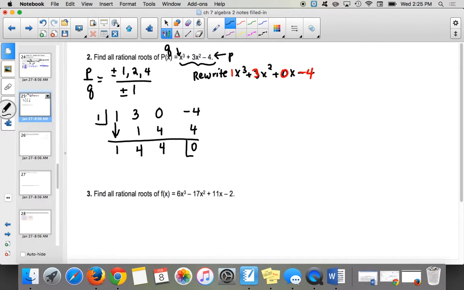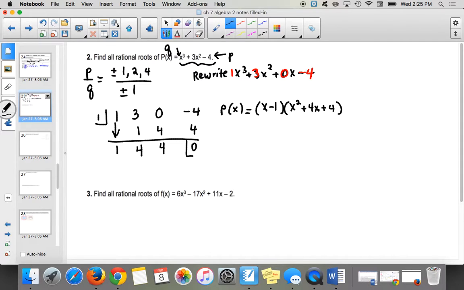It means it factored evenly, right? We got a remainder of 0. So how did it factor? Our original polynomial has now factored into the divisor times the quotient. So our divisor comes from the 1. Do you guys remember what I write in the little parentheses? x minus 1, right? And then the quotient comes from the 1, 4, 4. So what do you write in the bigger parenthesis? x squared plus 4x plus 4. Do you guys all remember that? We did that in chapter 5.